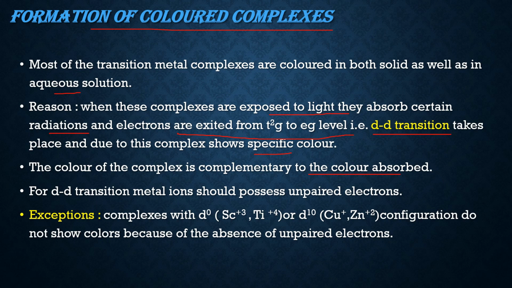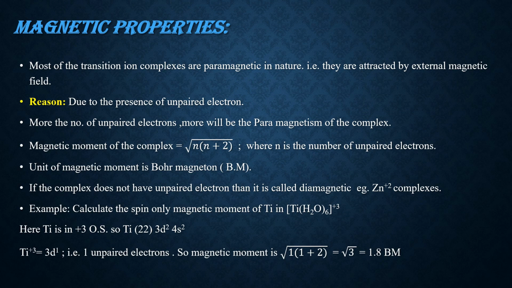For d-d transition, metal ions should possess unpaired electrons. So the metal ions in which no unpaired electrons are present, like configuration d0, Sc3+, Ti4+, or configuration d10 like Cu+ and Zn2+, do not show colors because of the absence of unpaired electrons. Now the next is magnetic properties.